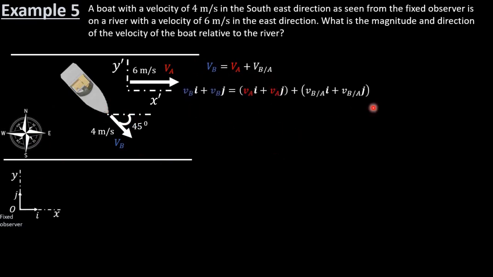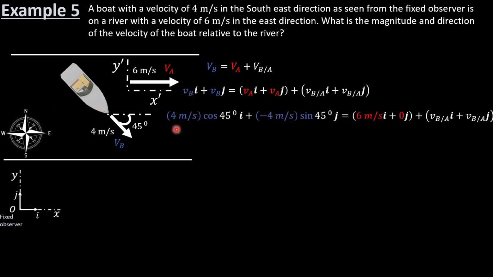So again, write that out in terms of its components. For the boat B, its velocity in the I direction is going to be 4 meters per second times cos 45 degrees, and that is positive because that component is going in the positive I direction. And the J component of this boat's velocity is going to be minus 4 meters per second times sine 45 degrees because that's going towards the negative J direction. And the velocity of the river has no component in the J direction, only in the I direction. So 6 meters per second in the I direction and 0 meters per second in the J direction.